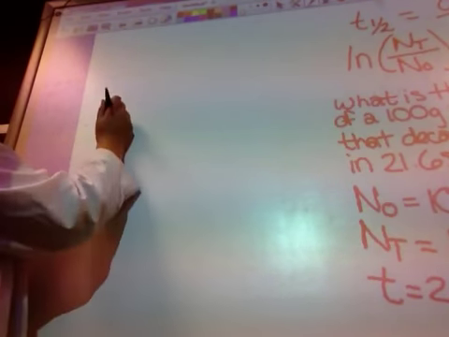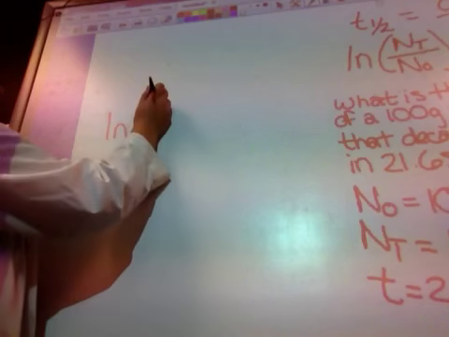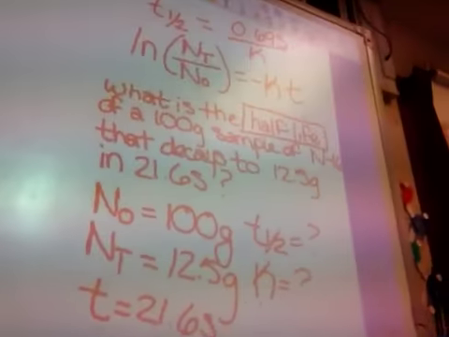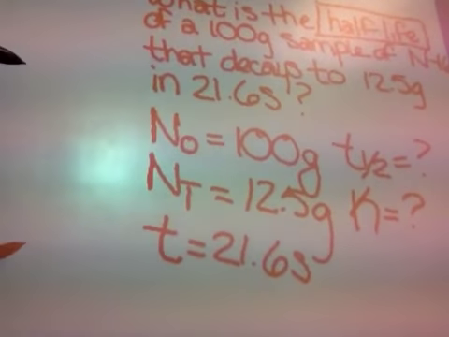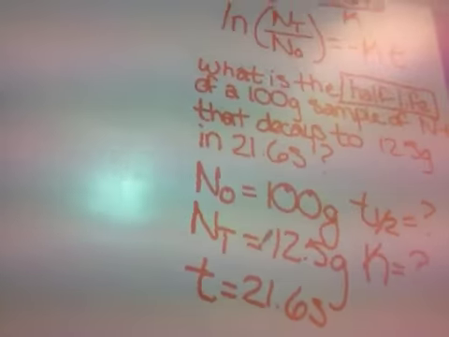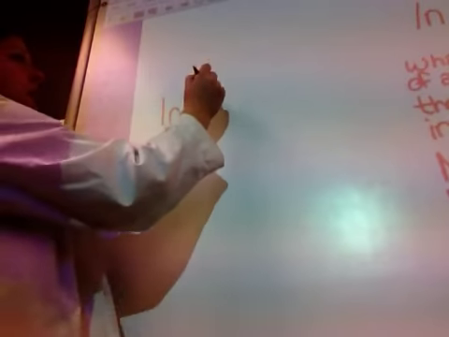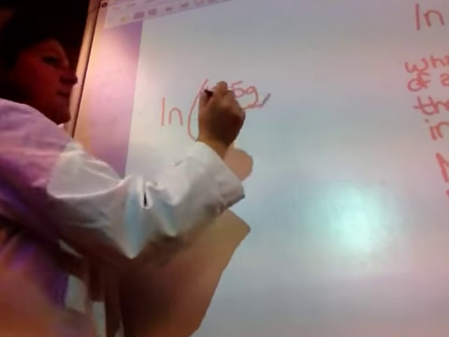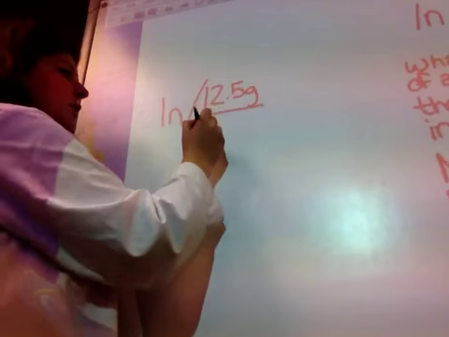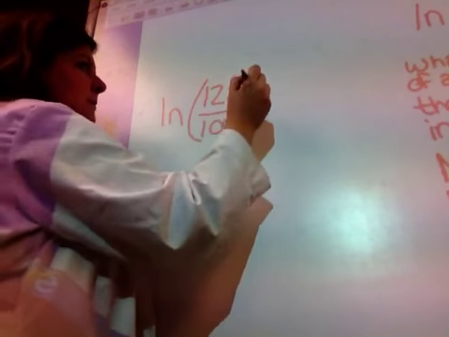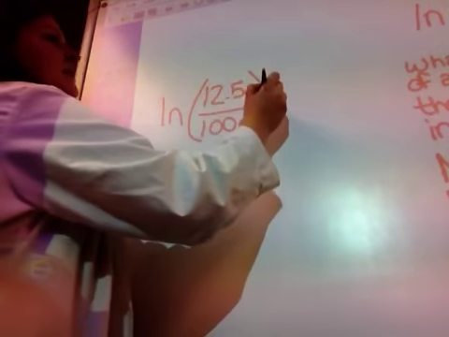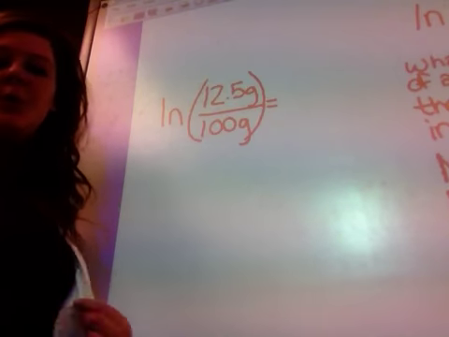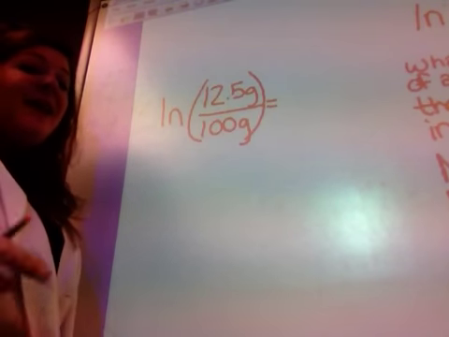Okay, so we have the natural log of NT over NO. So we knew that our amount remaining NT was 12.5. So let's plug that in up top here, 12.5. And I know that the original amount was 100. So we're going to plug in 100 right here. Okay, that's going to equal, I'm trying to find this K value. I need to find the rate constant, so that way I can find the half-life.